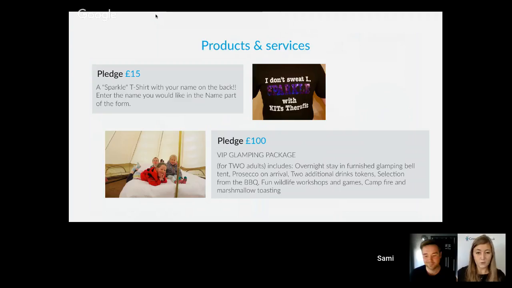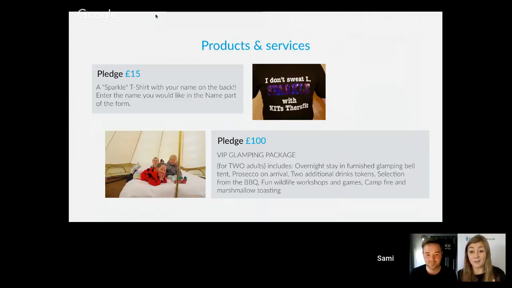So, products and services. We've got an amazing example here, which is actually from Kevin's project. He's wearing it right now. It's amazing. This is a t-shirt that Kevin was offering as a reward, and it was for £15, which is a really great price, I think, especially because it's a personalised sparkle t-shirt. It says, "I don't sweat, I sparkle." Amazing, and really personal to the project. Someone can wear it when they're at TapFit. A really, really strong reward.